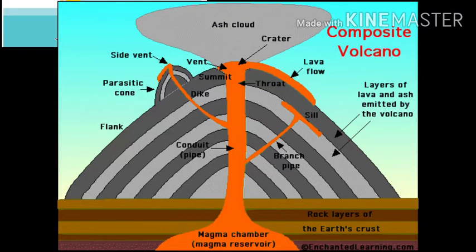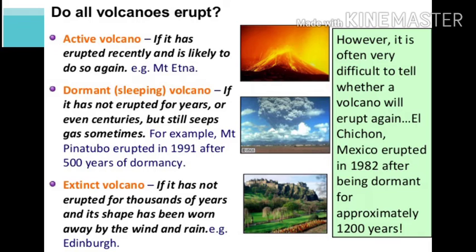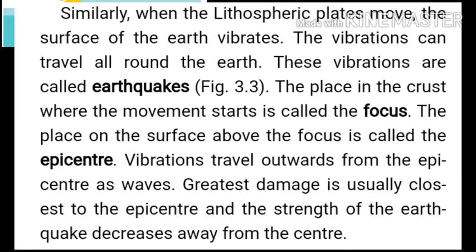According to the frequency of eruption, volcanoes around the world can be divided into three categories. Number 1, active volcano. Number 2, dormant volcano. And number 3, extinct volcano. The eruption of a volcano may lead to earthquakes too. Most of the volcanoes occur along the Ring of Fire, which runs along the edges of the Pacific Ocean.